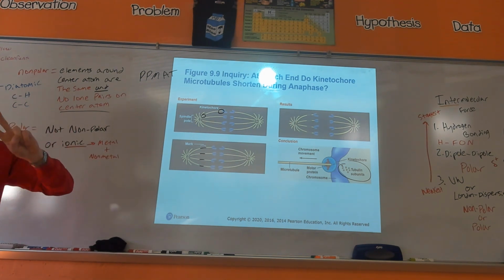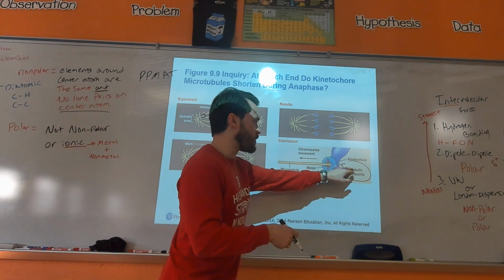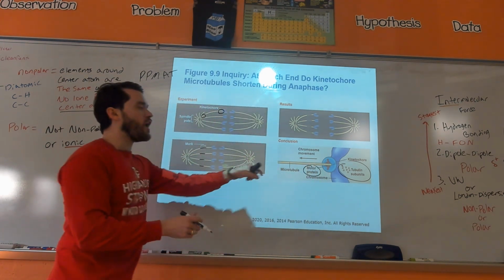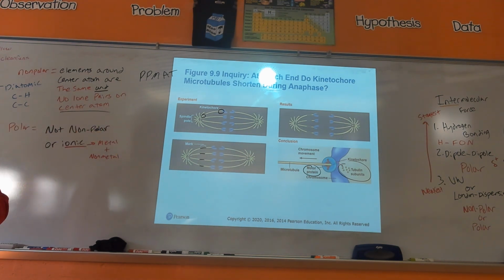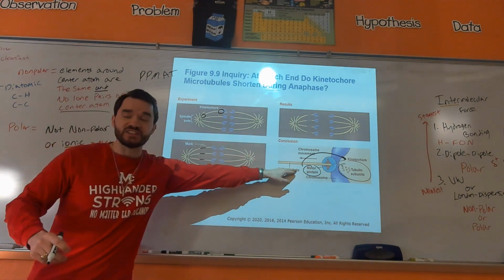So how the sister chromatids separate is two things. That's one of them, where they separate at the kinetochore end. The second is the motor proteins. While the microtubules are being disassembled at that end, there are motor proteins attached at the kinetochore. So that's another function of the kinetochore, where the motor proteins can attach.